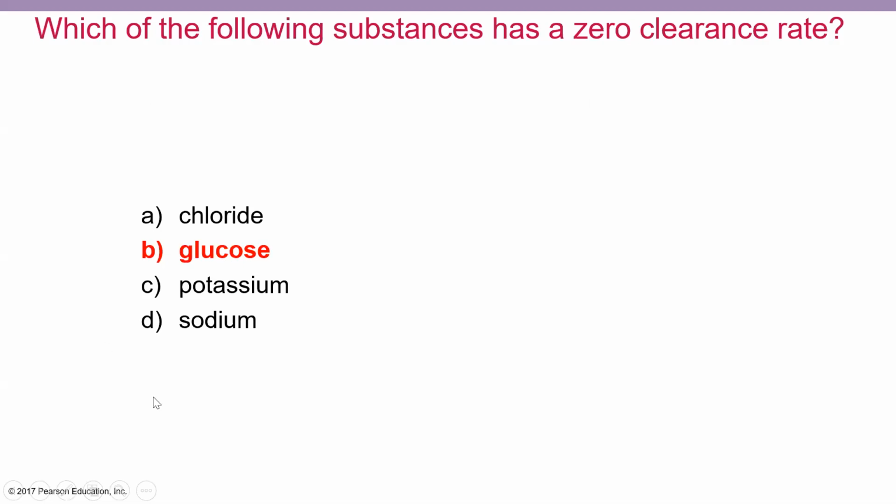So this is not taking into consideration things like diabetes. So diabetics do actually spill glucose into the urine, and that's obviously because they have higher glucose concentrations. But under typical healthy circumstances, glucose has a zero clearance rate, and it should never appear in the urine. It should be absorbed 100% in the proximal convoluted tubule.